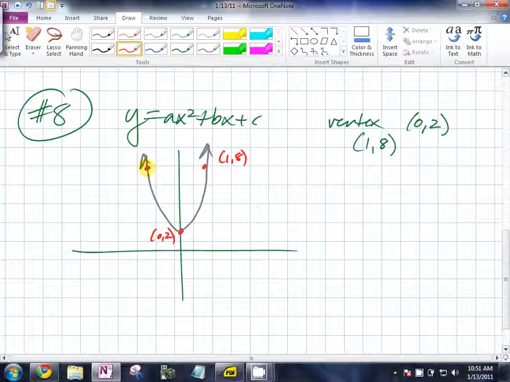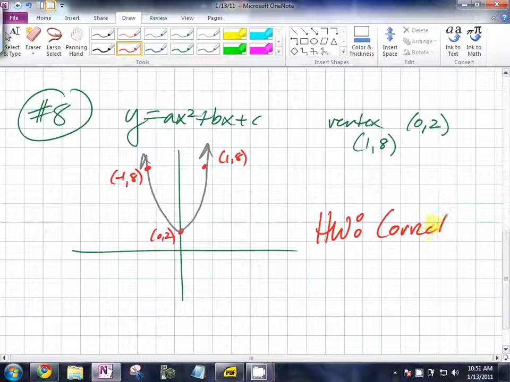Tonight, here's your homework, everybody. Homework: correct your test. Corrections need to be stapled to the front. Correct as much as you can.